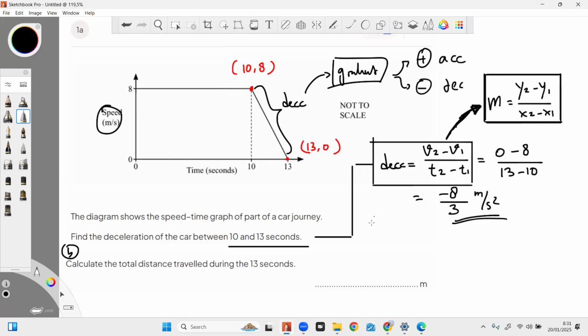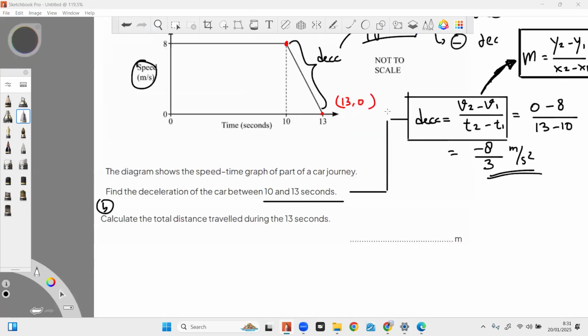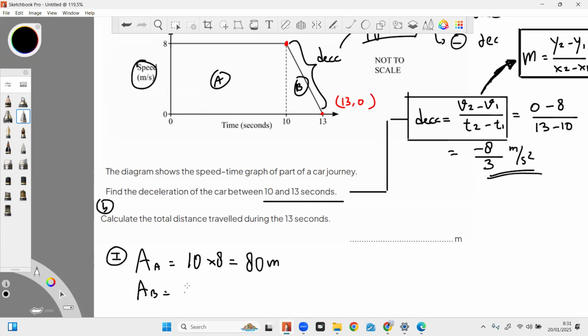B, calculate the total distance traveled during the 13 seconds. I will use two ways. First way is you break down into two areas, area A plus area B. Area A is 10 times 8, which is 80 meters. Area B is the triangle rule, half times base 3 times 8, which is 12. Add all the numbers, 92.